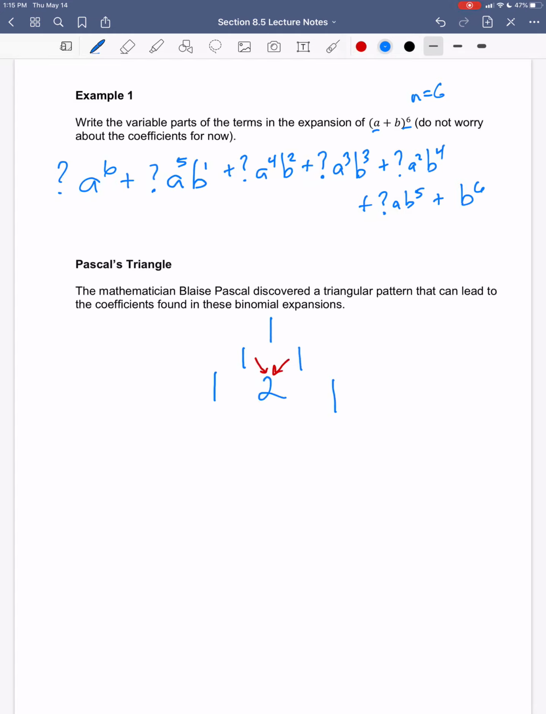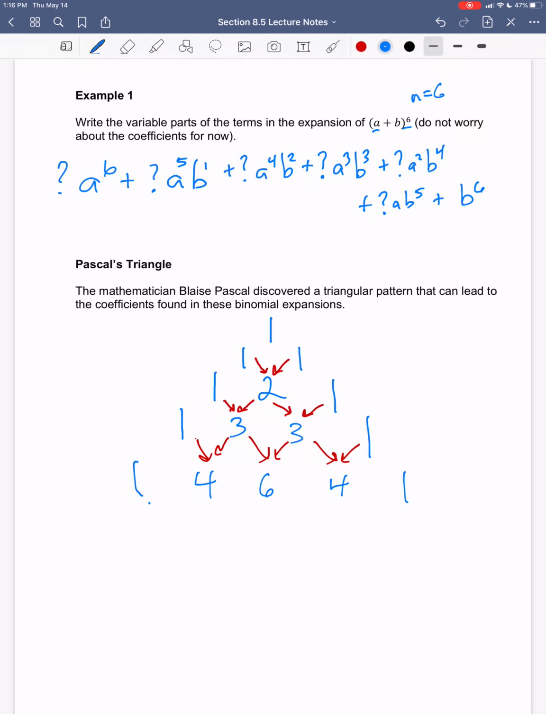And then here I put another little 1 and another little 1, but now I'm going to have two numbers in between. So I'm going to take this 1 and this 2 here, and this 2 and this 1 here, and add them together. So 1 plus 2 is 3, 2 plus 1 is 3. Next row, I put a little 1, I put a little 1. I'm going to add these two, I'm going to add these two, I'm going to add these two. So 1 plus 3 is 4, 3 plus 3 is 6, 3 plus 1 is 4.